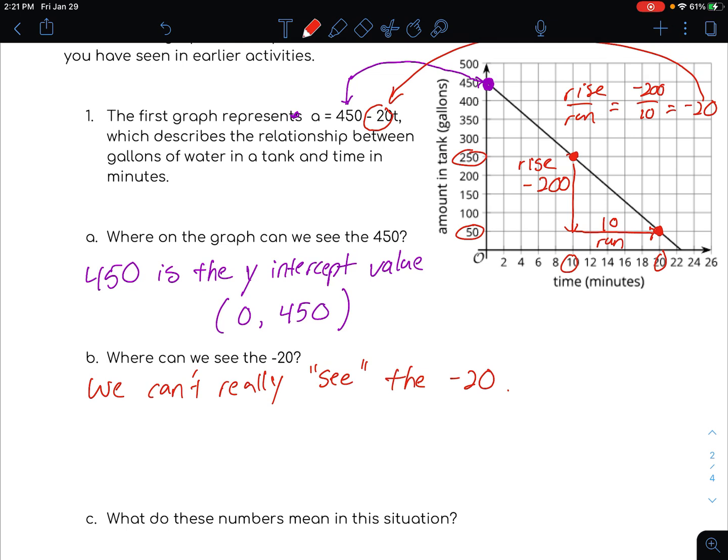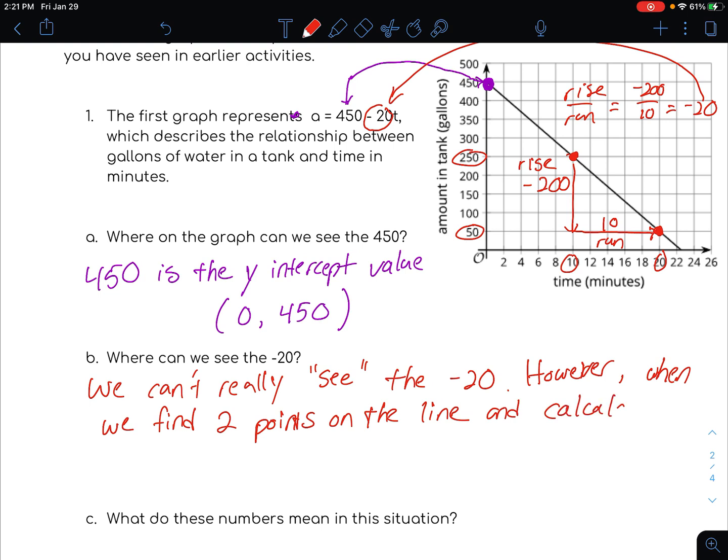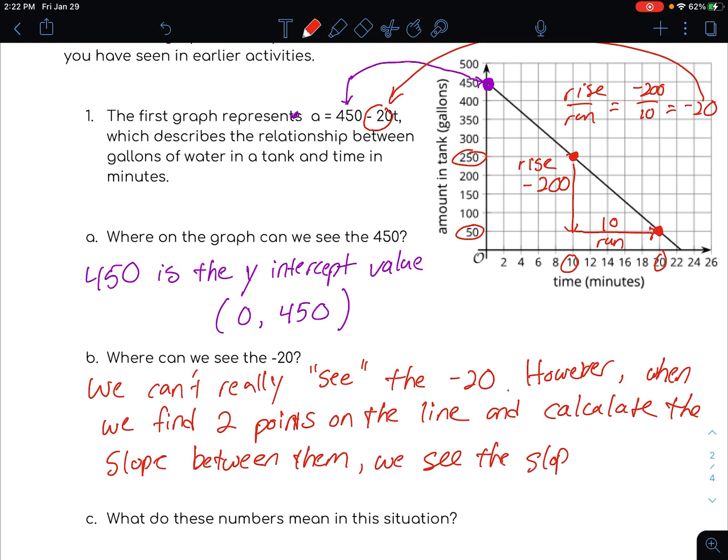Okay, so how do we see it? Well, after we calculate the slope, we can see that that is the slope. So let's just say that when we find two points on the line and calculate the slope between them, the rise over run between them, we see the slope is negative 20.